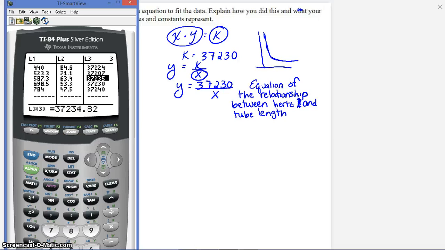So the equation of the relationship between Hertz and tube length. And then we have one more question for this unit here.